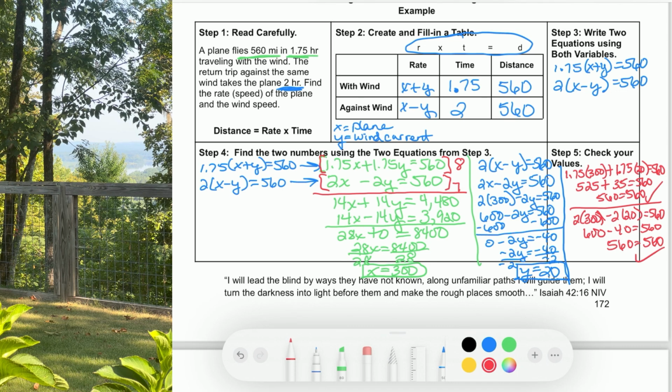Let's look at our verse. I will lead the blind by ways they have not known. Along unfamiliar paths I will guide them. I will turn the darkness into light before them and make the rough places smooth. Isaiah 42:16. I know for a lot of students, word problems would be considered a rough place. But don't forget, God is with you. I'm here to help you, and you'll be just fine.